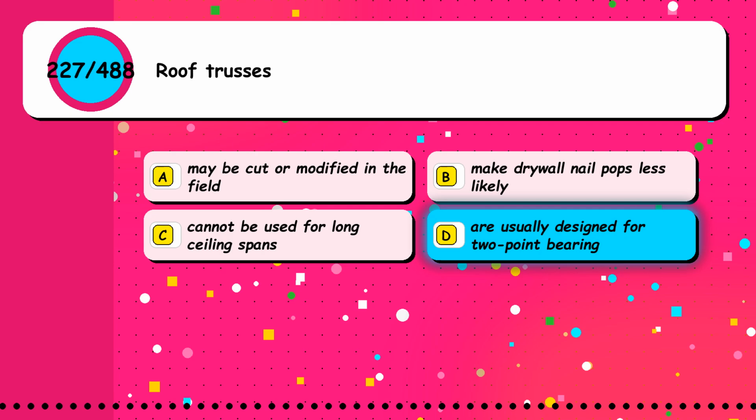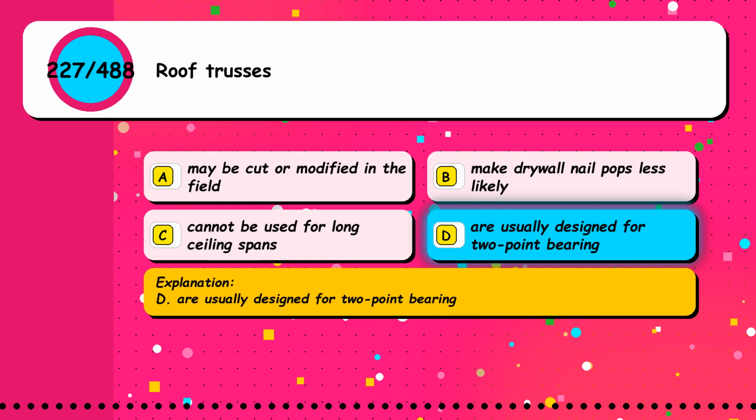The correct answer is option D. Are usually designed for two-point bearing. D. Are usually designed for two-point bearing.